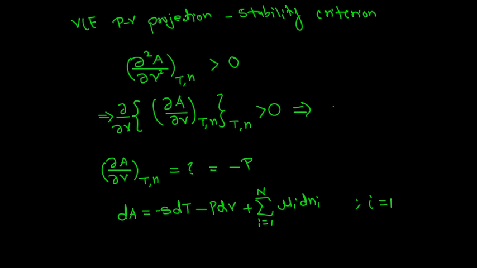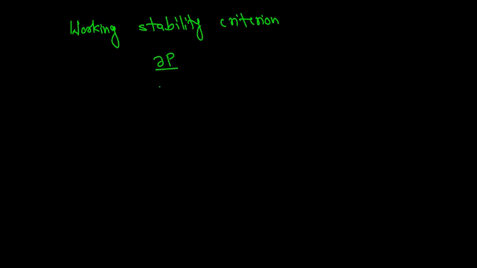Okay, so from where we can write that del by del V of minus of P at constant temperature and number of moles must be greater than 0. So what is our working stability criterion? A working stability criterion will be del P by del V at constant T and N must be less than 0. Okay, this is the stability criterion.